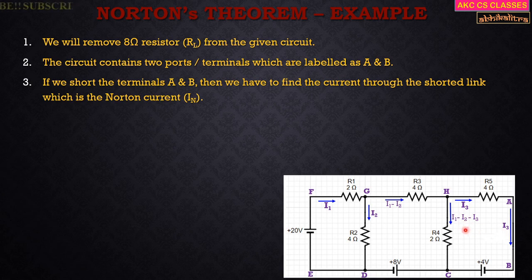So if I add these two currents, then I will obtain I1 minus I2 because I3 gets cancelled out, right? So I1 minus I2 has to leave the junction C because these two currents are entering junction C. So I1 minus I2 must leave the junction C.